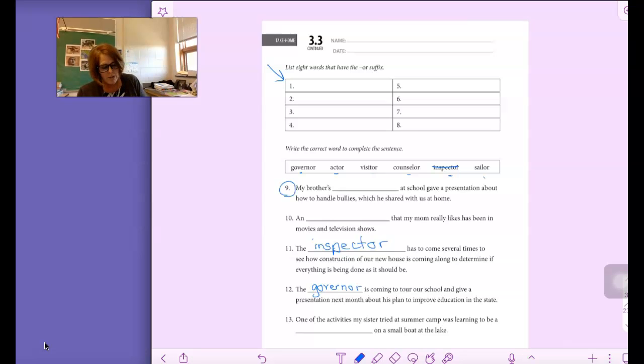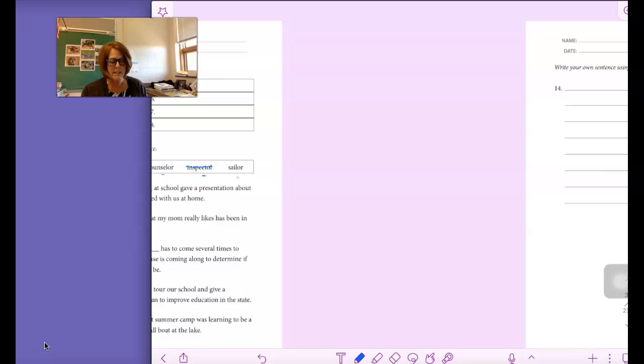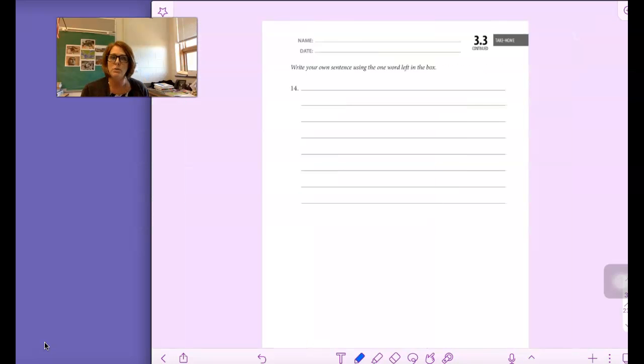So you guys are going to do number 9, 10, and 13 with the words that are left. And then just like before, the word that you don't use in the box, you're writing your own sentence. Please make sure you finish all parts of this assignment because you will not get full credit if you don't.